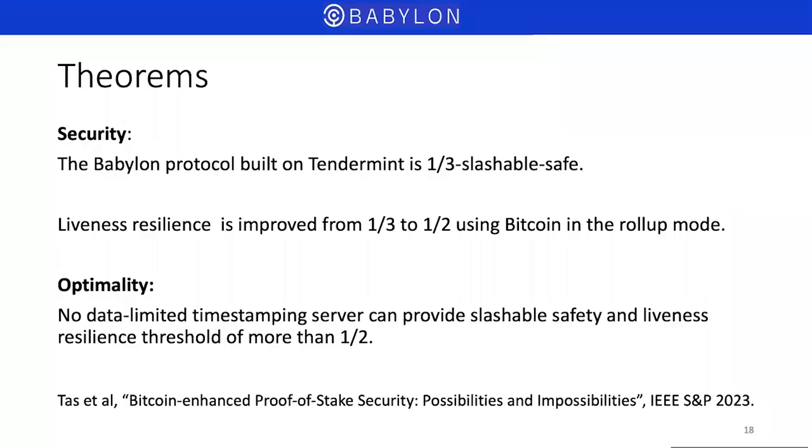So in this range between a third and a half, is it slashable, or no? No. Between one-third and one-half, we retain liveness. Beyond that, what you want, ideally, is a theorem which says that if it's above one half, we can slash them for committing a liveness crime. We don't have that. And in fact, what we showed in the negative result is that you can't have that as long as the timestamping service is data limited.